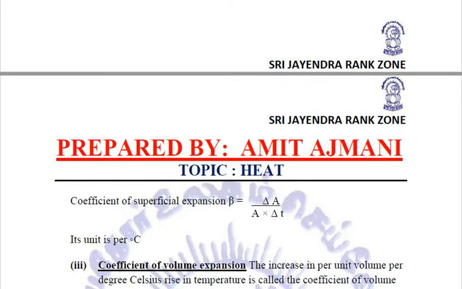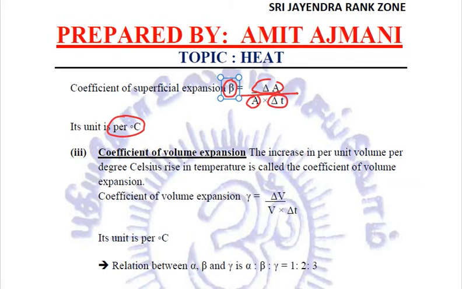Its coefficient, represented by beta, is calculated just as we have seen in the case of linear expansion. Now, rather than writing length, we will be writing area instead. Rest all is the same: change in the area divided by original area multiplied by change in temperature. Right? This is how we will calculate the coefficient of superficial expansion, and once again its unit is per degree Celsius. Fine. Now the third is volume expansion.